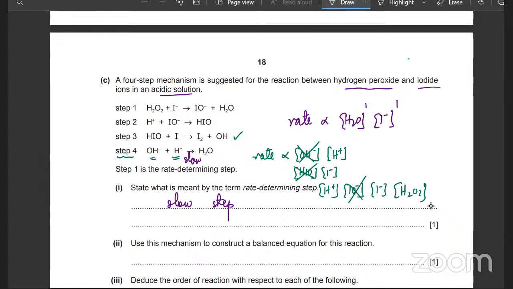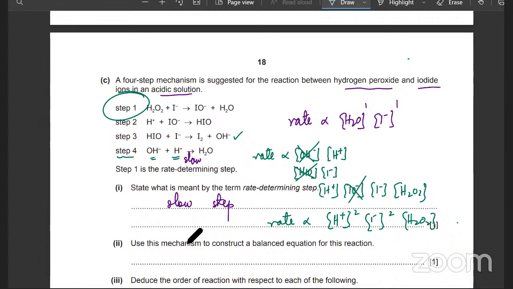If I bring the terms together, my rate equation has H+1 appearing twice, so it's order 2. I-1 appears twice, so that's order 2 as well, and H2O2 only appears once. So remember, whichever is the slow step, your rate equation is going to change accordingly. In this case, he's talking about the first one. But you might get questions where they give you the order of the reaction and ask you to figure out which one is the slow step. Mohammed, is this clear? Yes, sir.